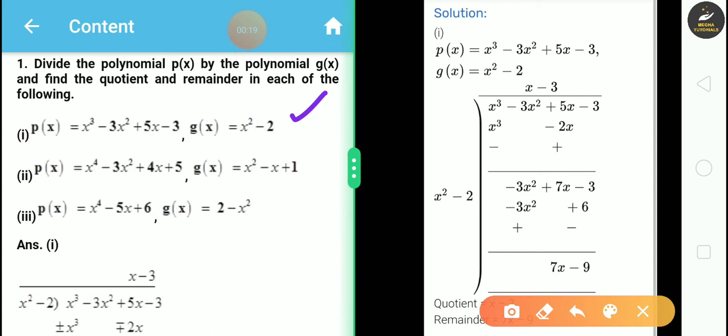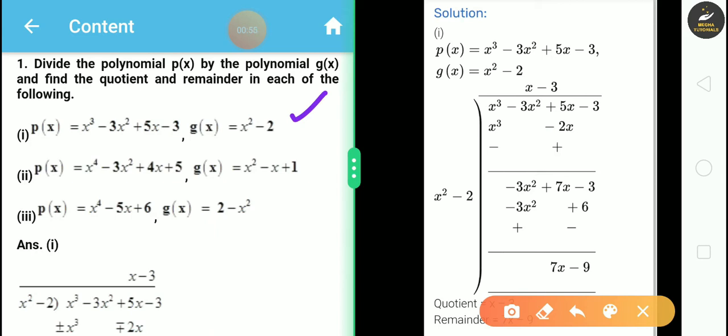So the first question is, p of x is x cube minus 3x square plus 5x minus 3, and g of x is x square minus 2. P of x is the dividend and g of x is the divisor. So we will use the long division method. So x cube minus 3x square plus 5x minus 3 divided by x square minus 2. The steps are: first term upon first term, then multiply the answer with the divisor and change the sign.